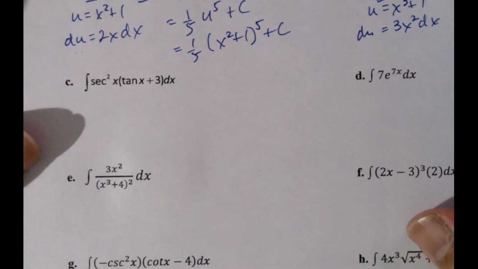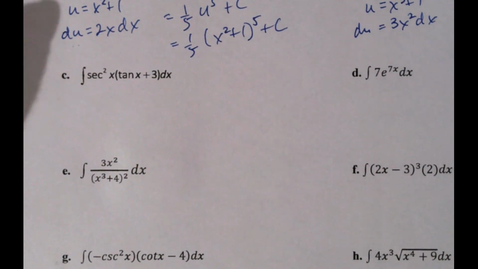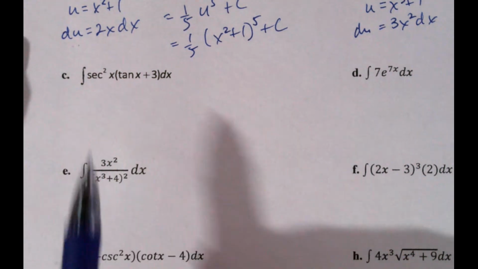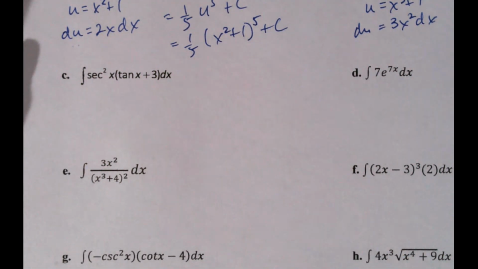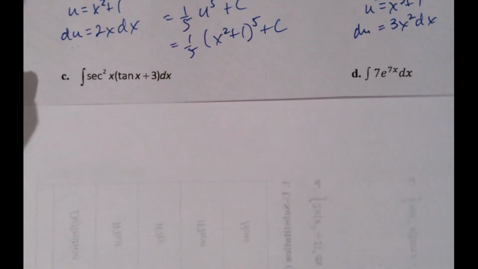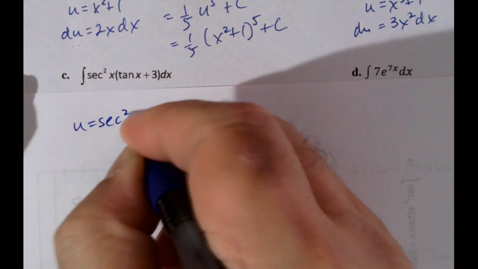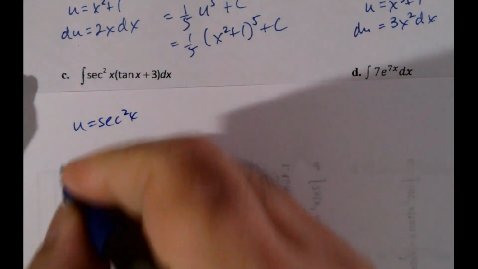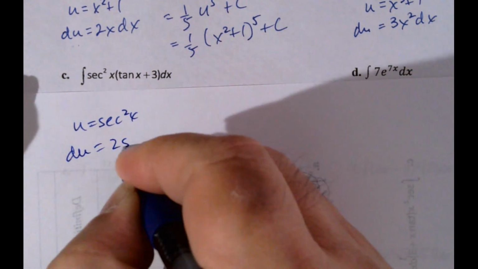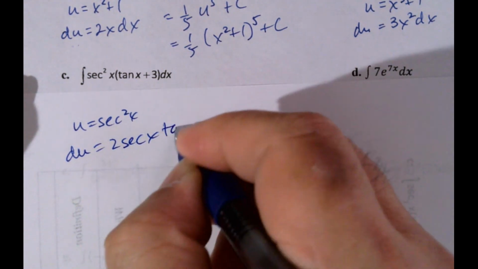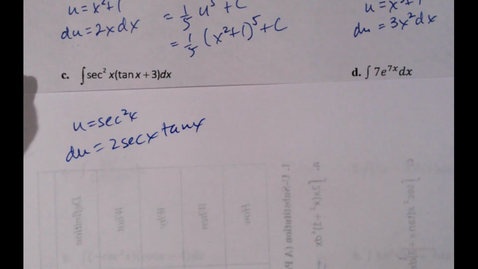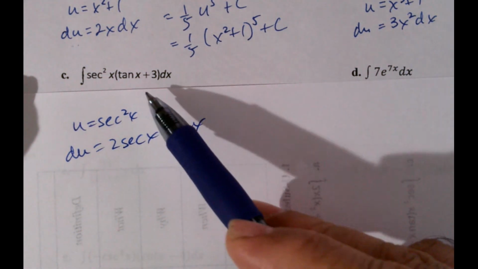C, secant squared x, okay? So you might think, and I'm going to do a little experiment here, you might think u equals secant squared. So you can try that. u equals secant squared. Then du equals 2 secant x tangent x. Well, that is really not there, is it?